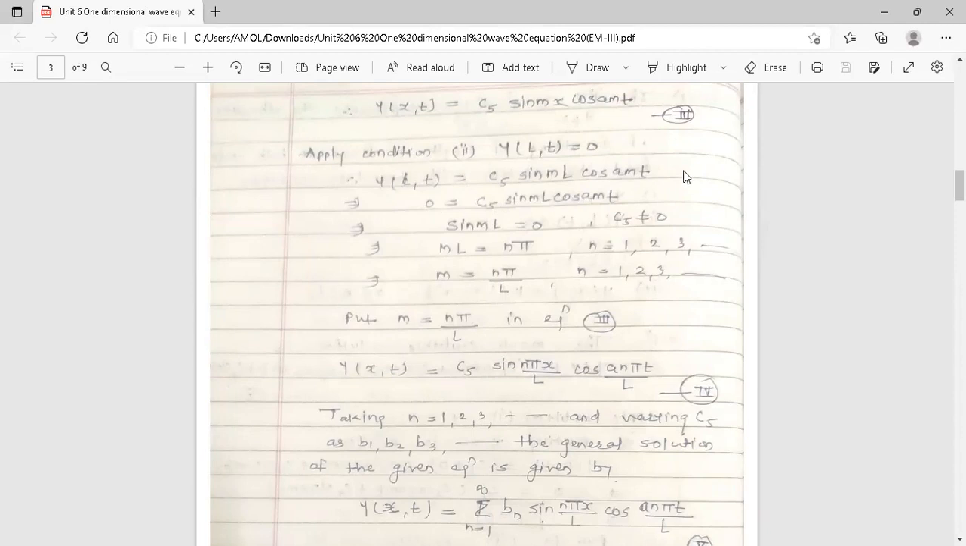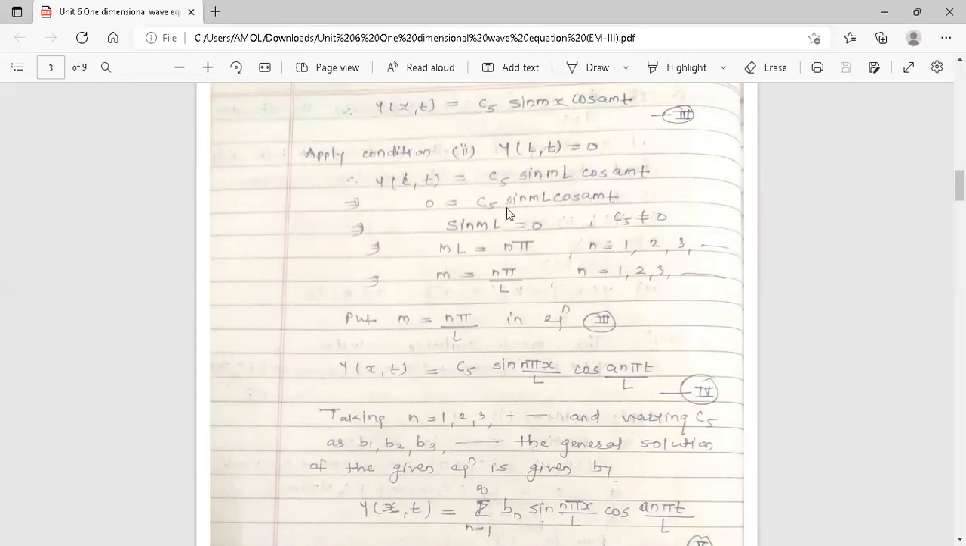Now you see the equation. Can we say C5 is 0? C5 is 0, then the complete solution will be 0. Y of X value will be 0, which is not possible. So C5 is not equal to 0. Can we say cos AMT is 0? If we put cos AMT is equal to 0 in equation number 3, then the solution will be 0. Y of X is equal to 0, which is not possible. So cos AMT is also not equal to 0.